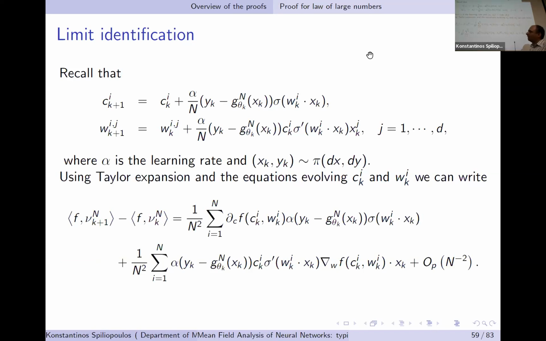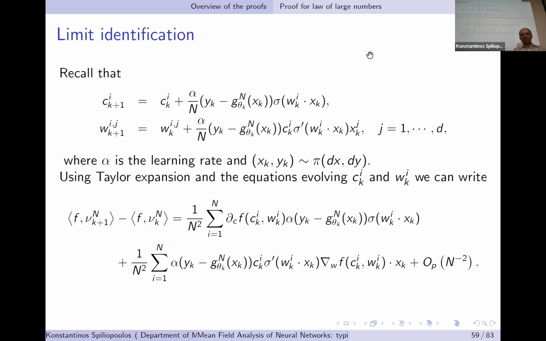So you want to identify the limit, like the PDE that I showed you in the very beginning. This is the mean field scaling. So you have the gradient descent updates. You say, okay, I want to study the distribution. I want to study the empirical distribution of the parameters. I want to study the limit of a measure.